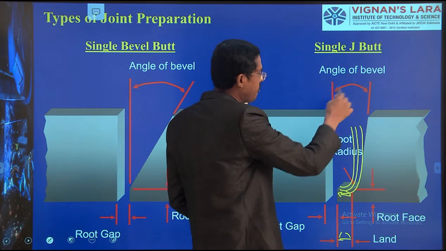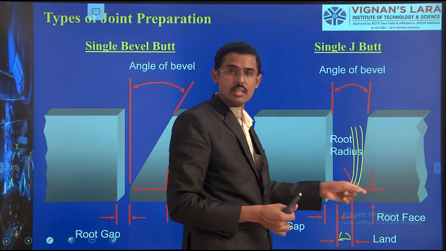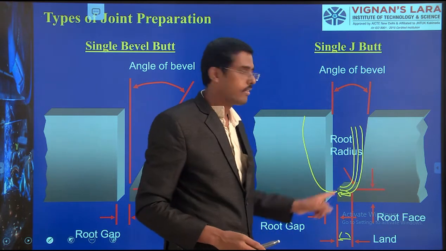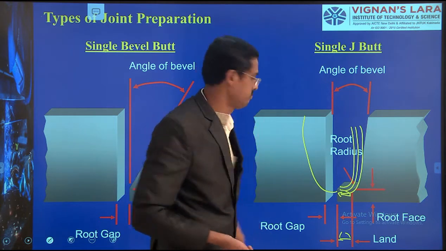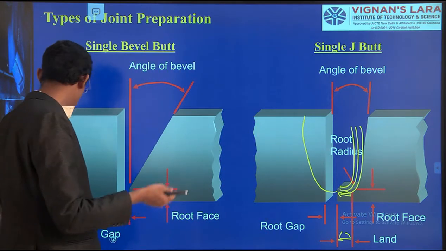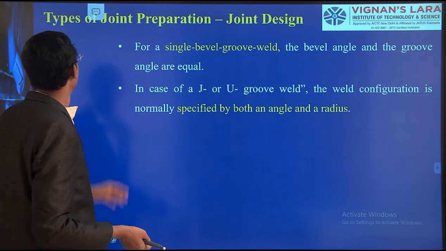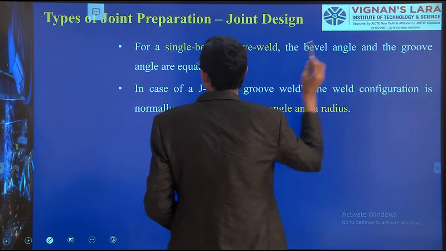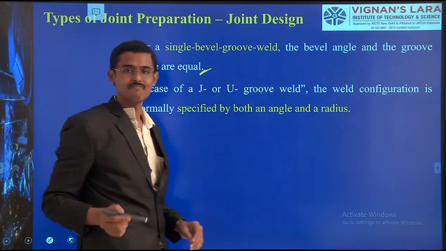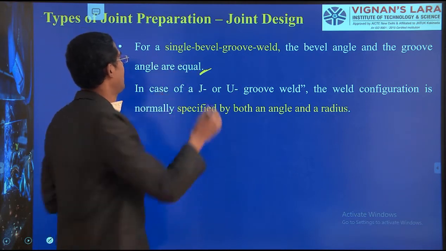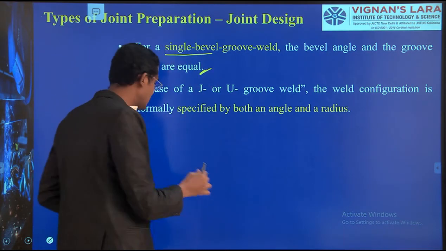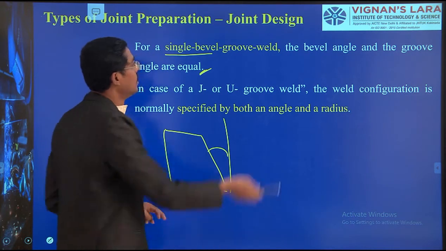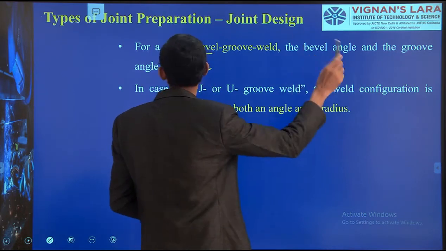So here is the angle of bevel. Similarly, one side only I have taken, not two sides. If it is taken on two sides, it will become a U. I have taken only one side as per the requirement of the thin material. This is how such things we can make. For a single bevel groove weld, the bevel angle and the groove angle are equal. What is the groove angle? This is the groove angle, and the bevel angle and groove angle are equal.